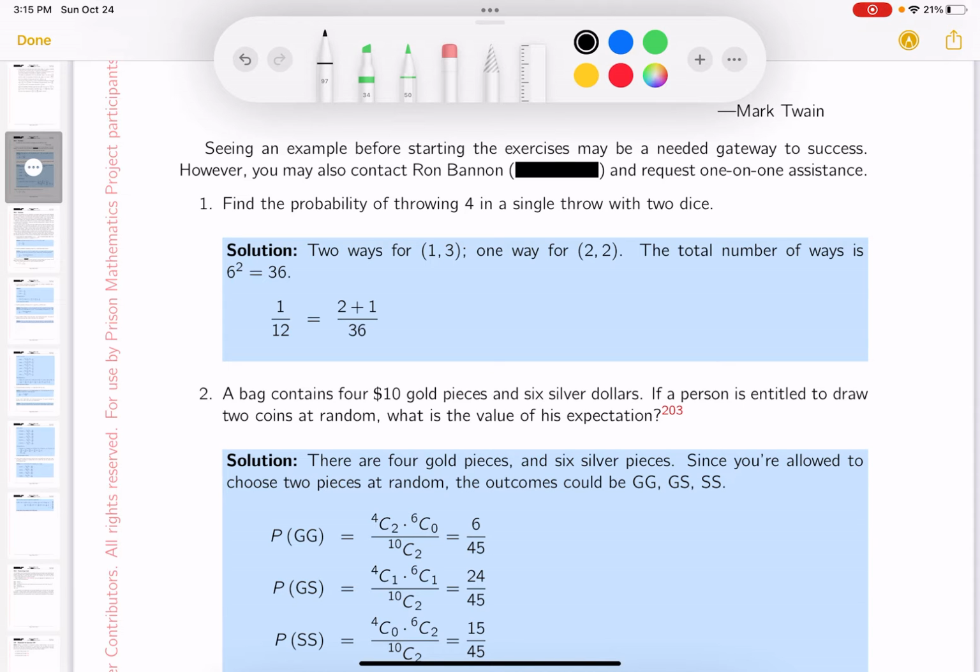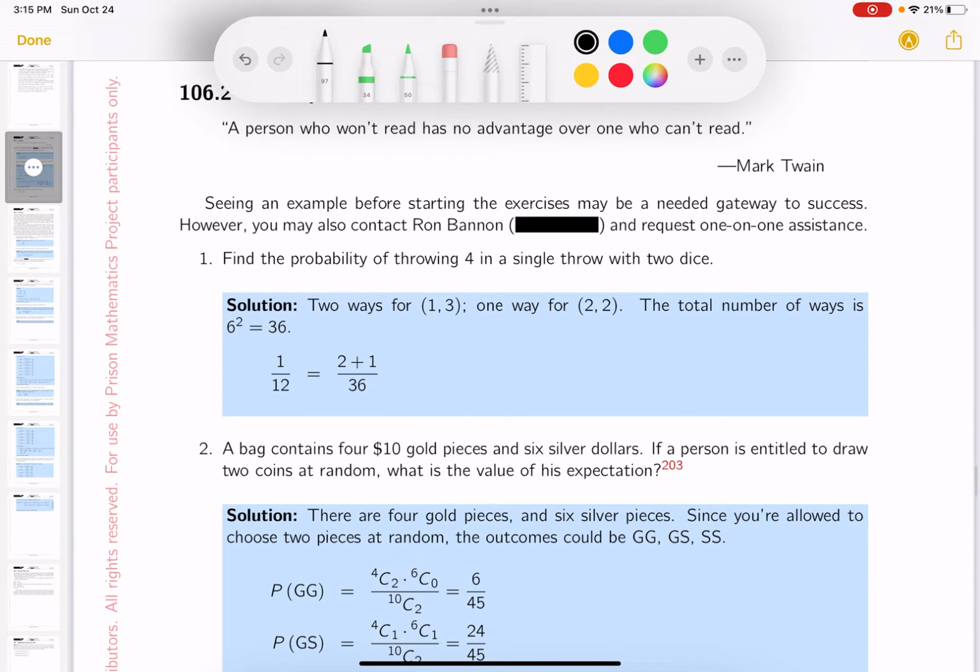But anyway, let's take a look at this one over here. Oh, this is a good quote before I forget. A person who won't read has no advantage over one who can't. A surprising number of people can read, but don't read. They're not illiterate, but they don't read. It's unfortunate, though. Anyway, let's get back to the story over here.